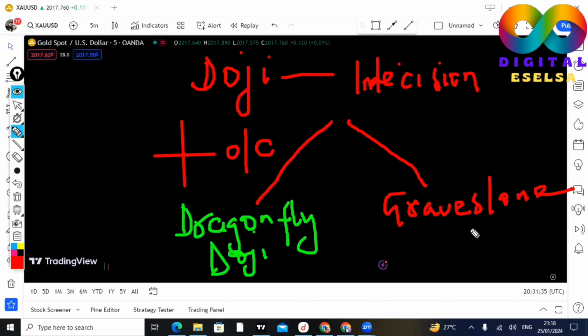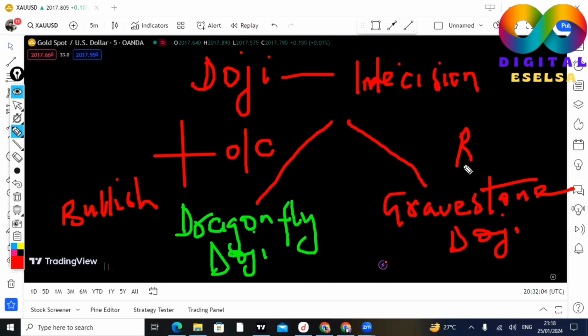Gravestone doji. So bullish doji is called dragonfly doji. Like I said, the name does not matter. But if you want to be a forex mentor, a forex educator, and want to take your forex career to the next level where you can impart the knowledge to others, you should just know this, because you'll be teaching them, and when you are teaching it, you have to be speaking it, right? So this is bullish doji, and this one is bearish doji.